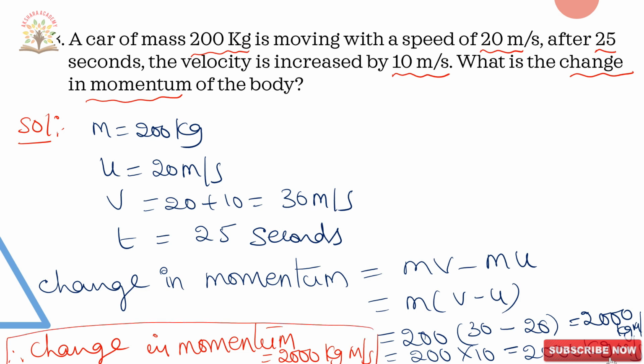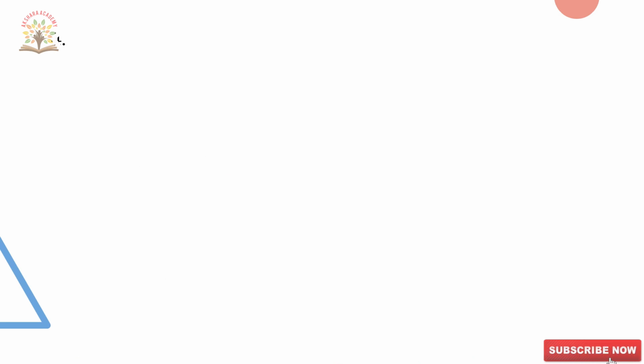First they given mass 200 kilogram and u 20 meter per second. Next velocity is increased by 10, nothing but 20 plus 10, 30 meters per second. t is equal to 25 seconds. Change in momentum is equal to mv minus mu. m taking common, v minus u. v 30, u 20. 30 minus 20, 10. 10 into 200, 2000. So the change in momentum is 2000 kilogram meters per second. Next, go to the next one.